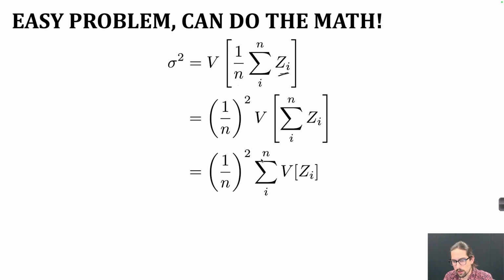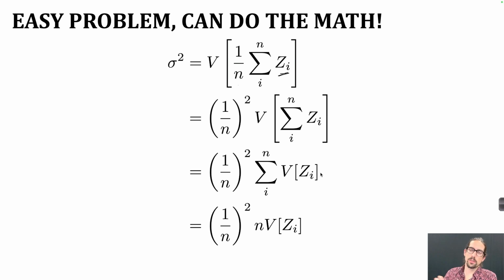Okay, so now we're here, and now we have this 1 over n squared times the sum from 1 to n of the variance of zi, and now we've assumed that the zi are IID. Part of that was independence, which we used to get from here to here, but now we also use that they're identically distributed. So that means that the variance of z1 is the same as the variance of z2, which is the same as the variance of z3, because they all have the same distribution.